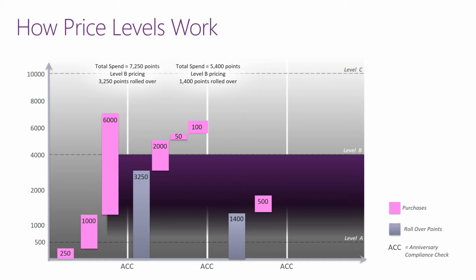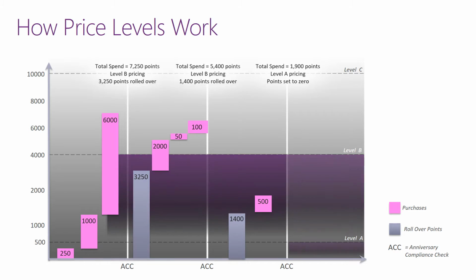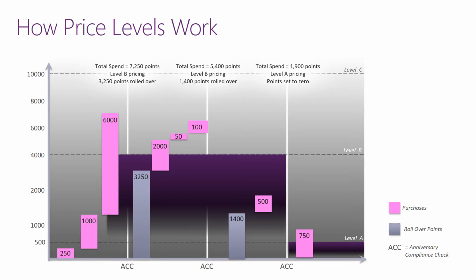This is all the customer bought during this year, so at the anniversary compliance check, the points are calculated, and it's found that they didn't achieve level B pricing, so the price level changes. It's called re-leveling, and this customer is re-leveled to level A with no rollover points. During the next year, they place an order, which will be at level A pricing, but as soon as this large order is placed, they will return to level B pricing for that order and any further orders that year.